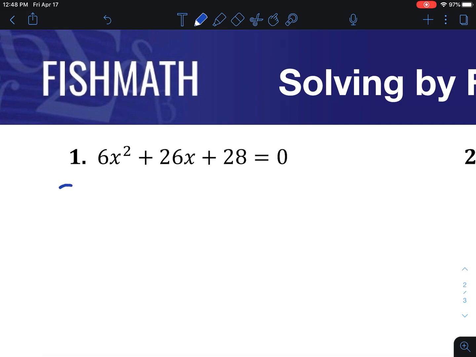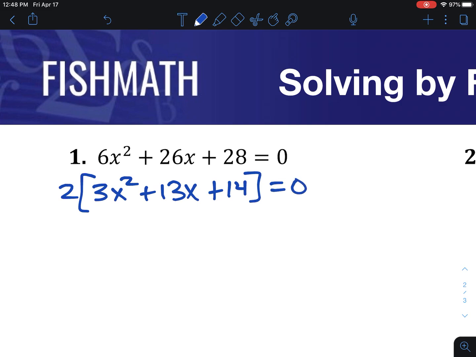They're all even, so I'm going to factor out a 2 and then write the rest in these brackets here. You could use parentheses or brackets, doesn't really matter. And that way we have a lot easier trinomial to work with. Smaller numbers are always a little bit easier to work with.